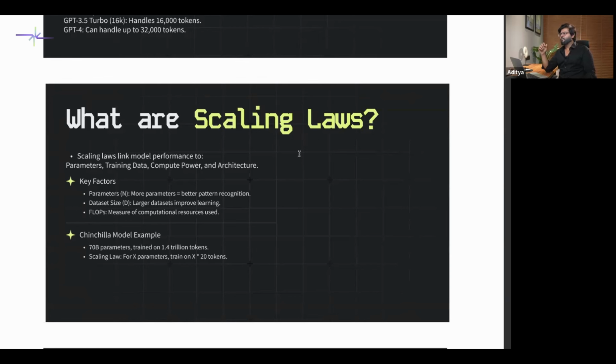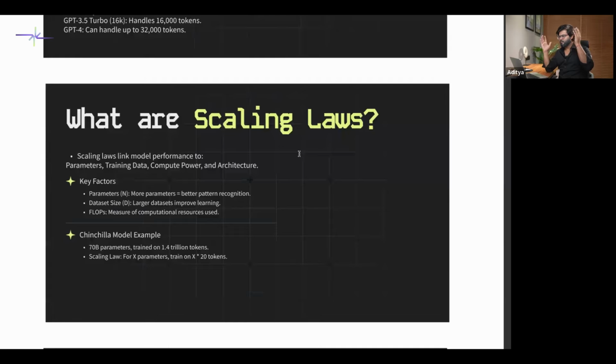Okay, example: let's say I have a 70 billion parameter model and it was trained with 1.4 trillion tokens. According to the basic concept, you train for about 20 times the number of parameters in tokens. This is not something hard and fast, but you can think of it and start relating.